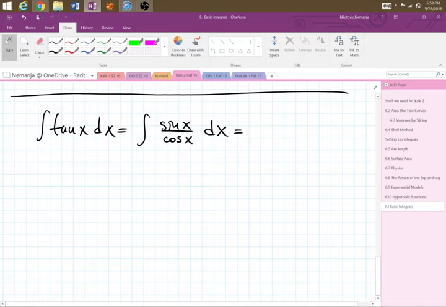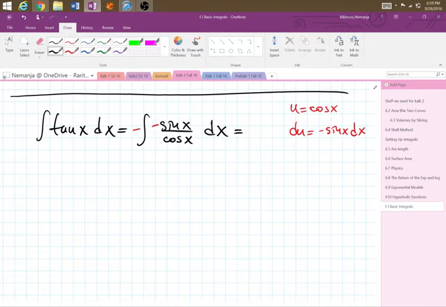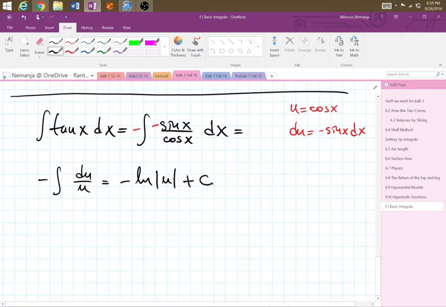What's the method that we are using? U sub. What else, right? What's U? Cosine x. And what's du? Negative sine x. Yes. No negative points. All right. We fix that negative sign up there, so we have minus integral of du over u, which is? Yes, plus C. Which is equal to? Negative ln cosine x plus C.